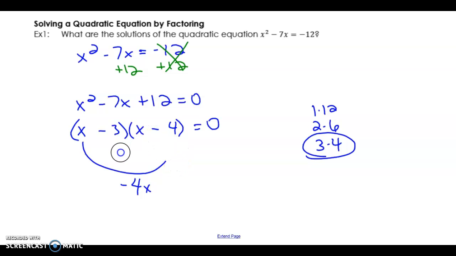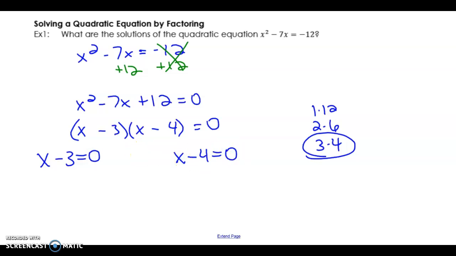All right, so we're going to solve this quadratic by factoring, but the factors themselves are not our answer. So now what I need to do is set each of these factors equal to 0, and then solve. So how could I solve this? We could just add the 3 to both sides, and add the 4 to both sides.